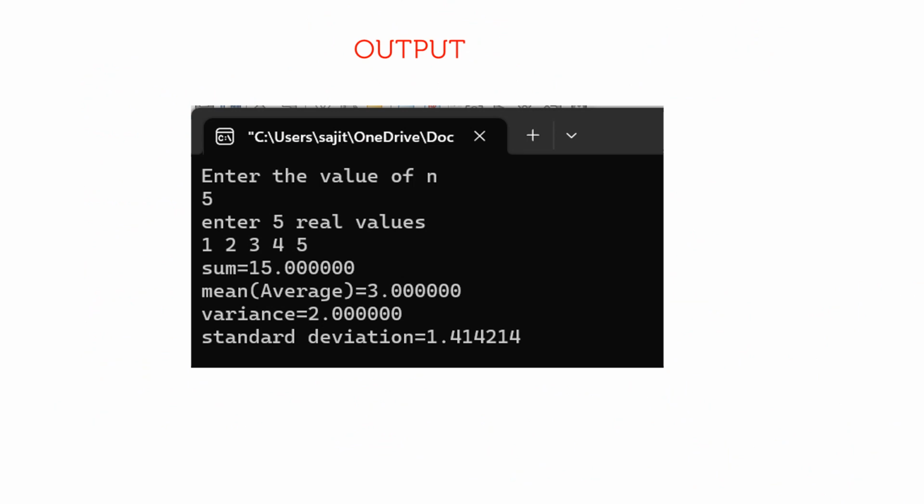See, in the result, enter the value of n. You have total number is n. Enter the 5 real values. I have taken the same example 1, 2, 3, 4, 5. Now sum is equal to 15. Mean is equal to 3. Variance is equal to 2. Standard deviation is equal to 1.414.